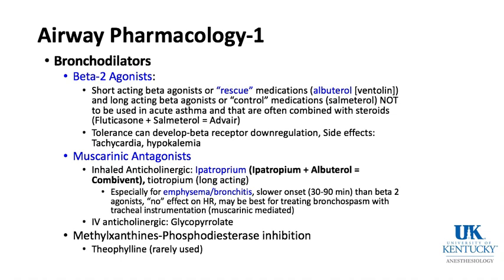Airway pharmacology, let's talk about bronchodilators. First, beta-2 agonists. There are short-acting beta agonists, and we usually use those for rescue medications, albuterol being an example. And then there are long-acting beta agonists that are used to control asthmatic or bronchoconstrictive symptoms. Salmeterol is an example of one of those long-acting beta agonists.